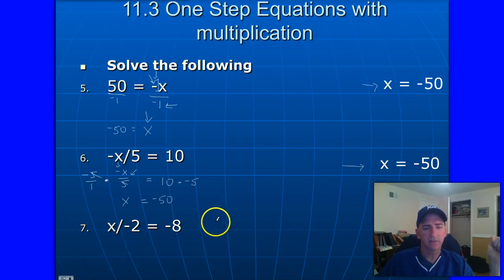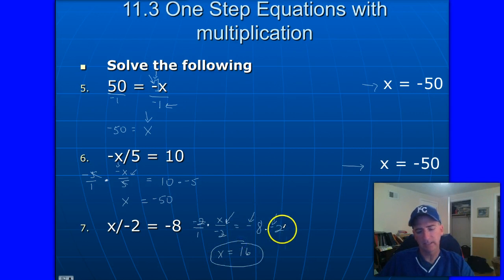The last one right here, number 7, I'll squeeze it in over here. X divided by negative 2 is equal to negative 8. Okay, again, what's happening to x? It's being divided. So we're going to multiply it times that number it is being divided by. Negative times negative makes it positive. The 2 cancels out, so it's positive x. Make sure you do the same thing to the other side. Multiply it times negative 2. Negative times negative is positive. So I got positive 16, which is what we get for the answer.